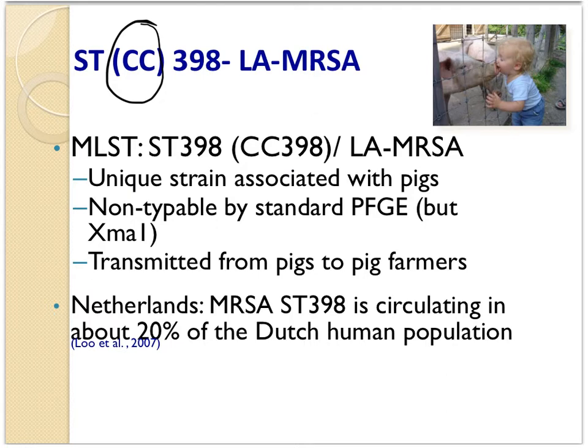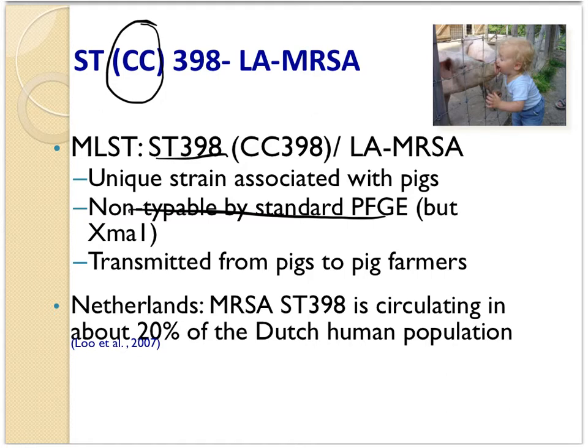But there is now one clonal complex known to be associated with livestock, particularly pigs, based on the initial report from the Netherlands and then different parts of, particularly, Europe. This is based on multi-locus sequence typing. It is ST398. It's unique. Initially it was considered non-typable by standard PFGE, but now many labs, including ours, can do PFGE typing.